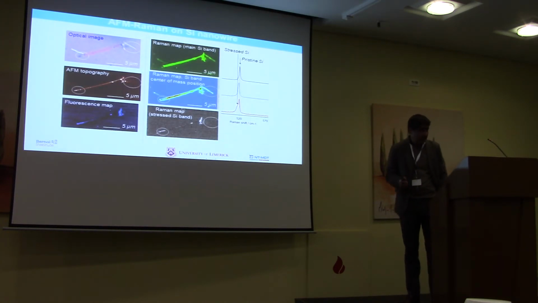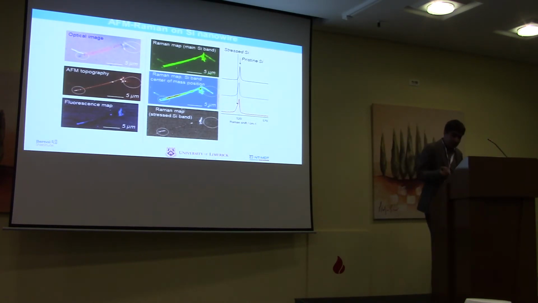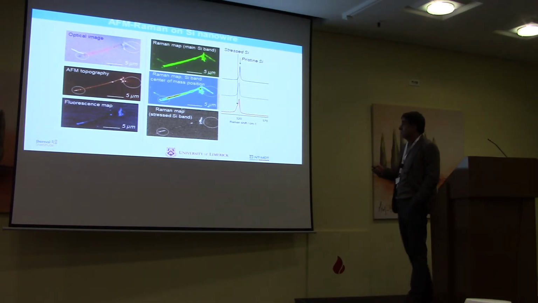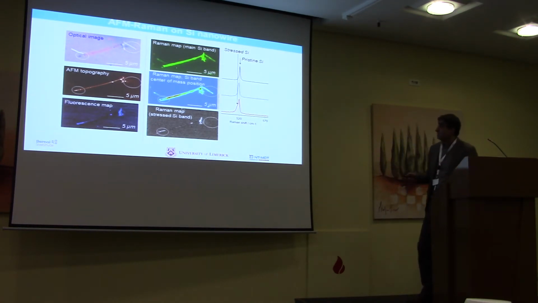And this is AFM in combination with Raman, so basically to get more chemically sensitive information as well. There was a good lecture before me which explained what Raman is doing. So basically this is the AFM topography image, and this is the Raman image.